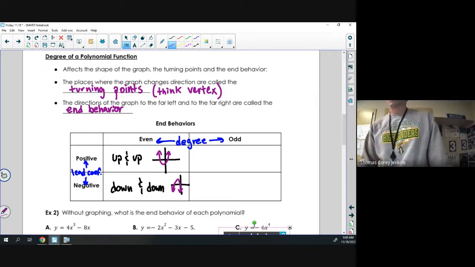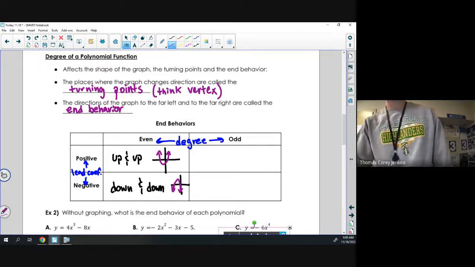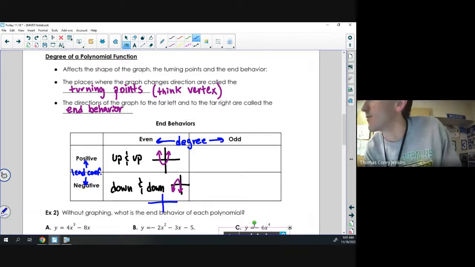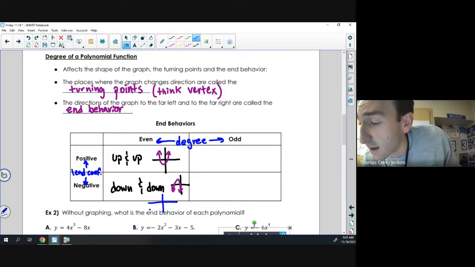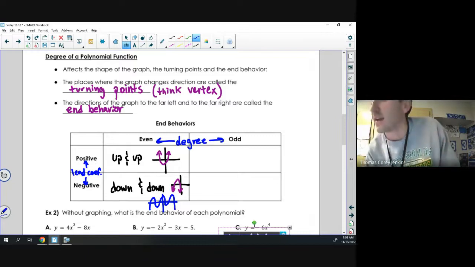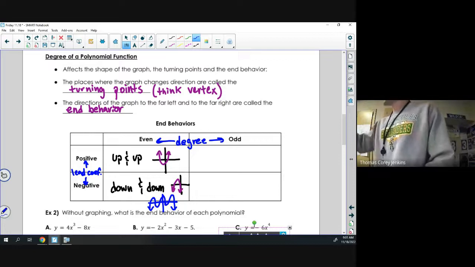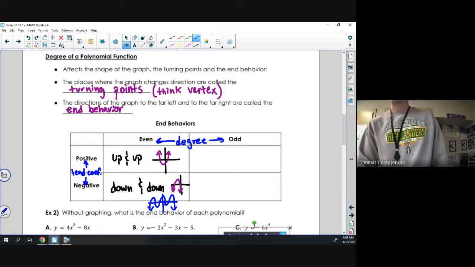Just so you know, if it's 6th degree, I wouldn't write all this out, but in this situation, if the lead coefficient is negative, it's going to start facing down. They can have 1, 2, 3, and then 4, and then 5. So it could look more like that, but it's still down and down. Do you guys see what I mean by down and down there? Does that kind of make sense? Pointing down on both ends.